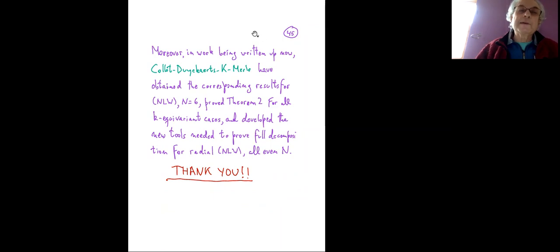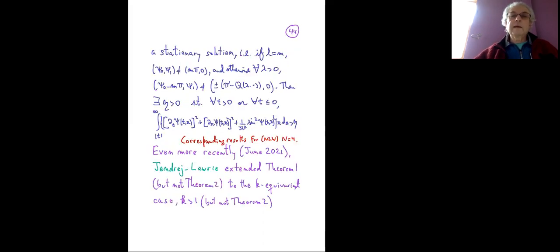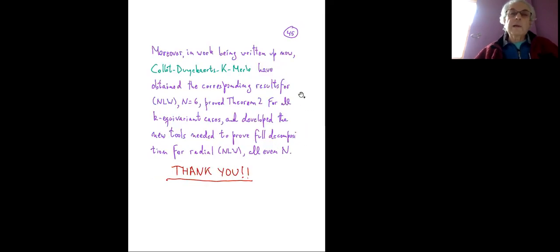But time moves very fast now. And in work that is being written up now, but the first installment appeared on arXiv last week, with Collot, Duyckaerts, and Merle, we have obtained the corresponding decomposition for the nonlinear wave equation. Oh, maybe I forgot to say, let me go back. When we did the corotational wave maps, we also did nonlinear wave for n equals 4. And you saw how those two equations were very related. So now we were able to do the 6-dimensional case, introducing a whole bunch of new techniques.